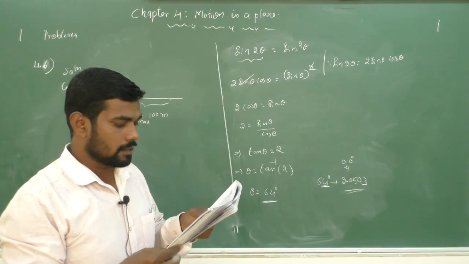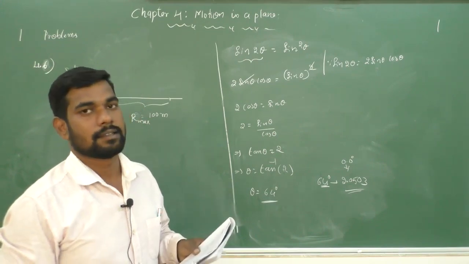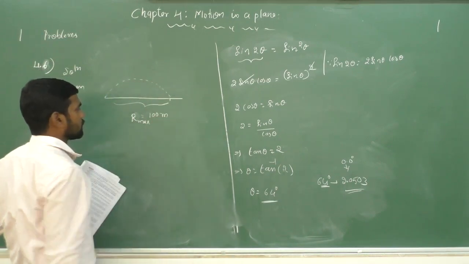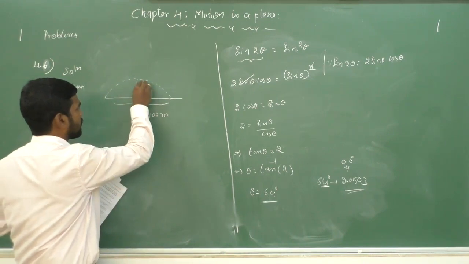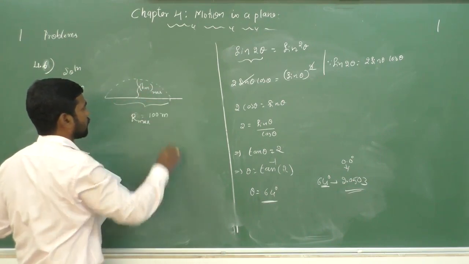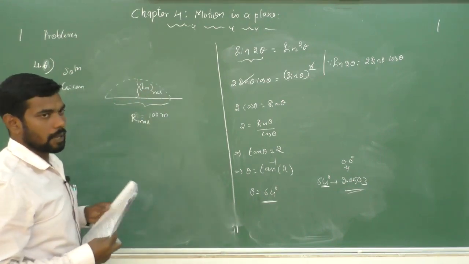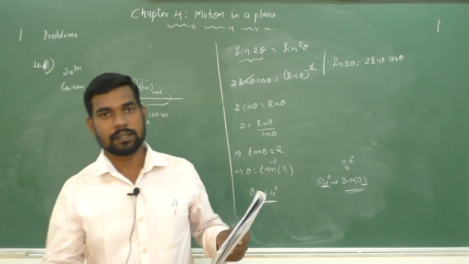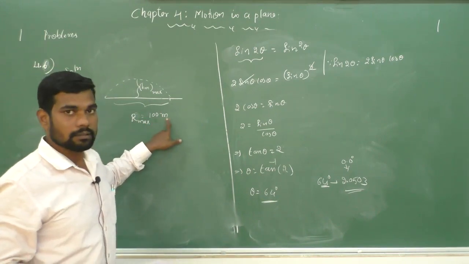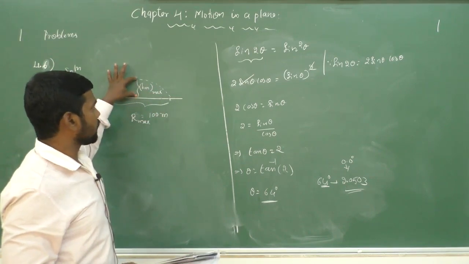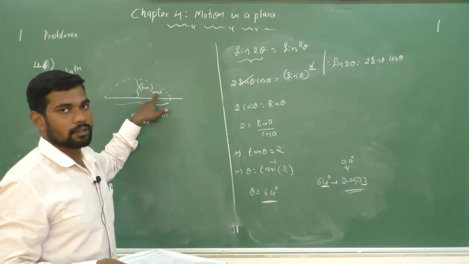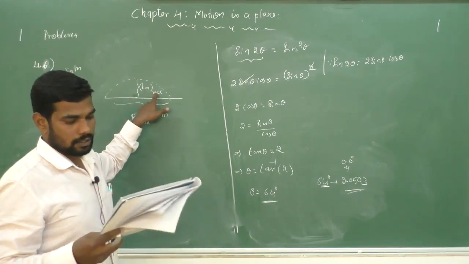What is the maximum height reached by the ball in this case? When he threw the ball like this, the ball goes like this and comes down here. Then what is the maximum height? This one is H max, the maximum height in the vertical direction. When he threw the ball, it reaches the maximum horizontal distance of 100 meter. While going, the ball will reach the maximum height in the vertical direction. That we need to find out.